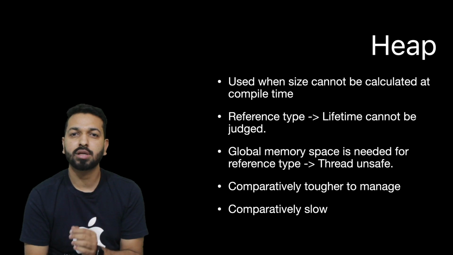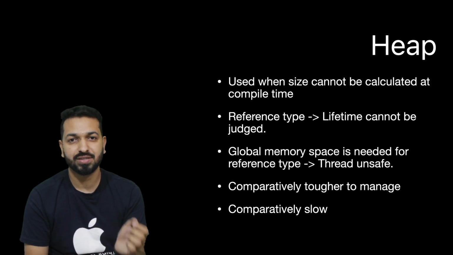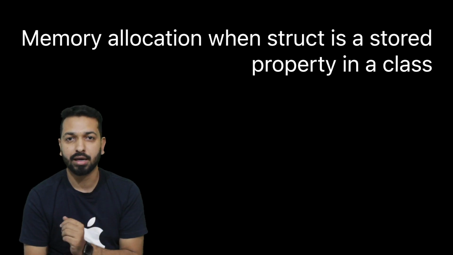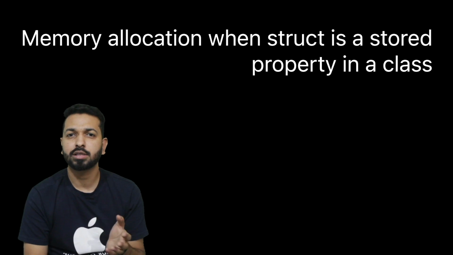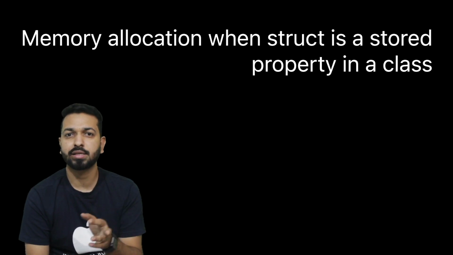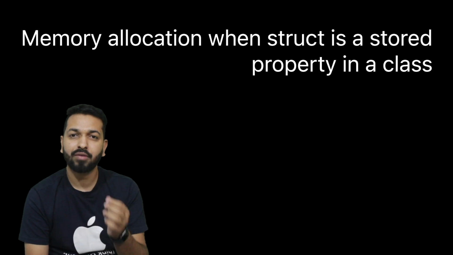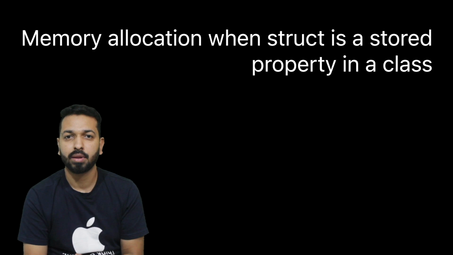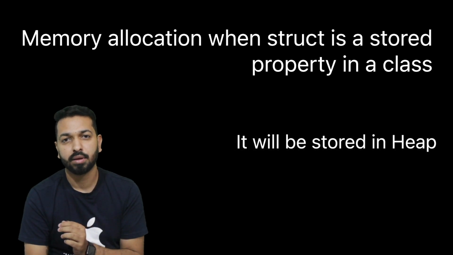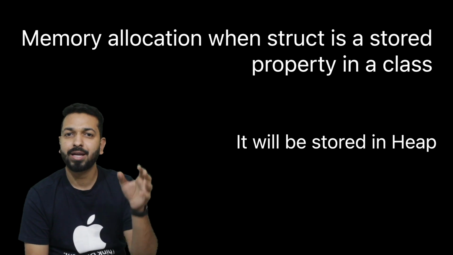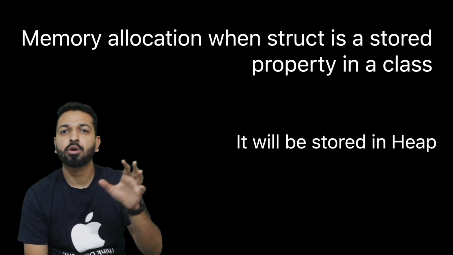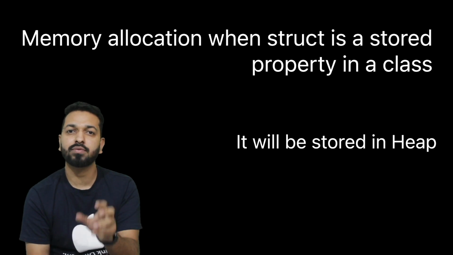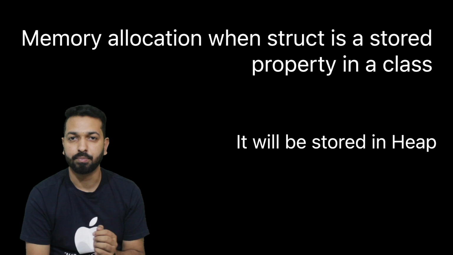Let's move on to the next question, which is generally a follow-up question after the discussion of stack and heap, and that is about memory allocation when a struct is a stored property in a class. So we know that the memory allocation for structs happens on the stack and for classes it happens on the heap. But how about having a struct as a stored property in a class? Where will the memory be allocated? And the answer is the heap. Because even though a struct is a stored property in a class, at the end of the day, it is a property of a class, and for the class, the allocation happens on the heap. And hence, the memory allocation for that particular struct will also happen on the heap.